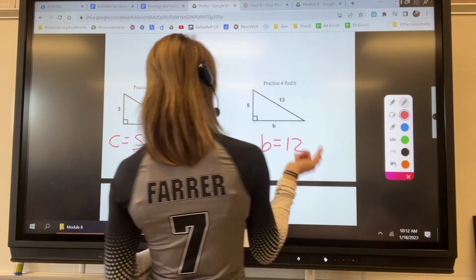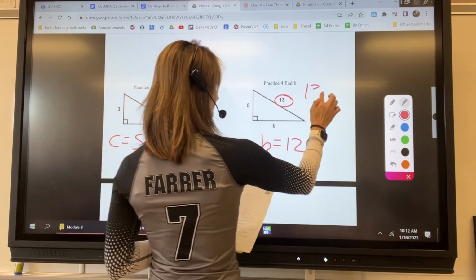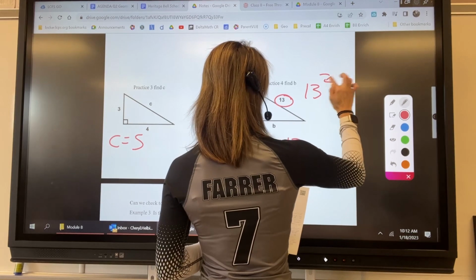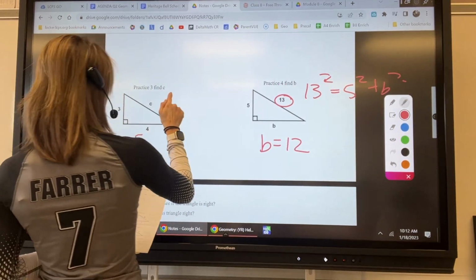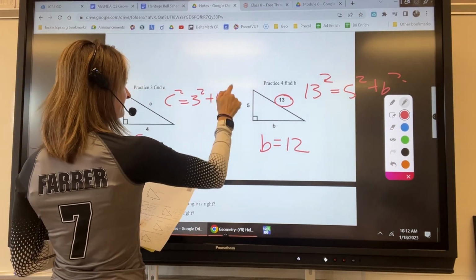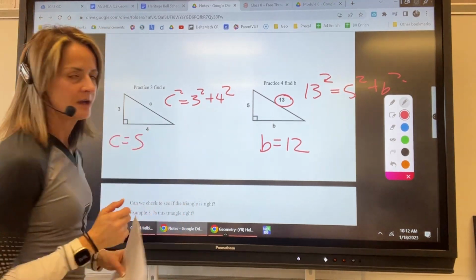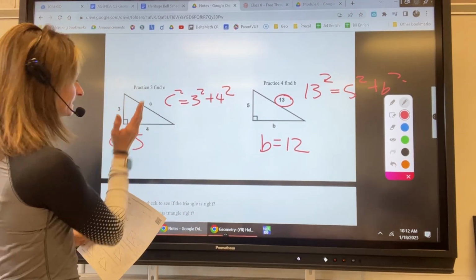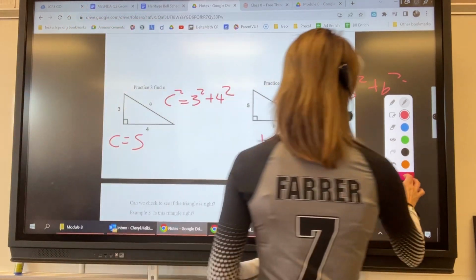Make sure when you do the Pythagorean theorem that you put in this number for C. This is going to be 13 squared equals 5 squared plus b squared. And this side's going to be c squared equals 3 squared plus 4 squared. Stop the video and see if you get 5 for your answer. And don't forget to take the square root at the end. Before you'll get c squared, you need to take the square root to get the value for c, the length of the side.